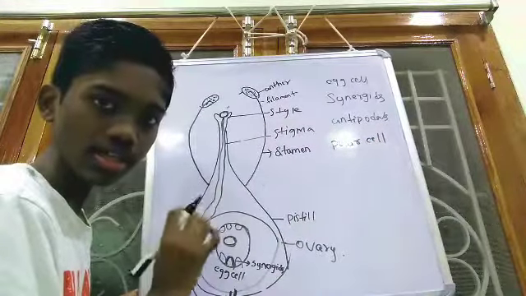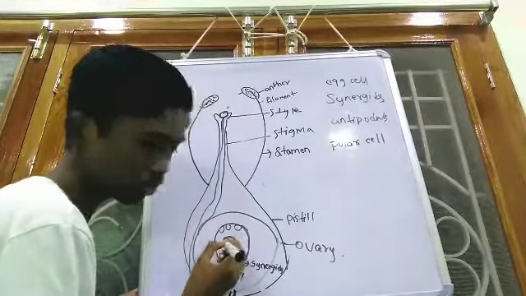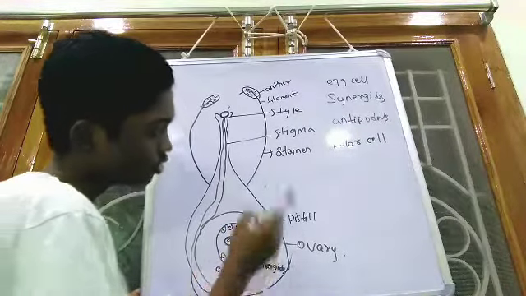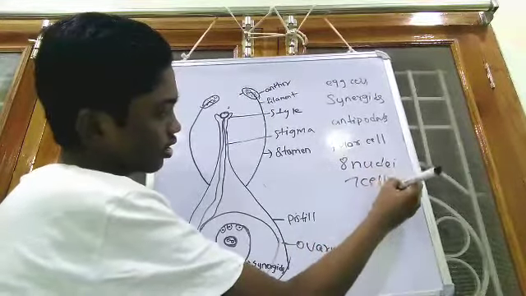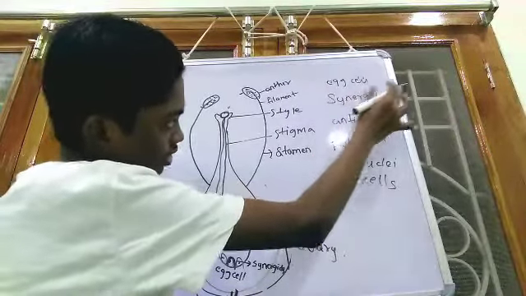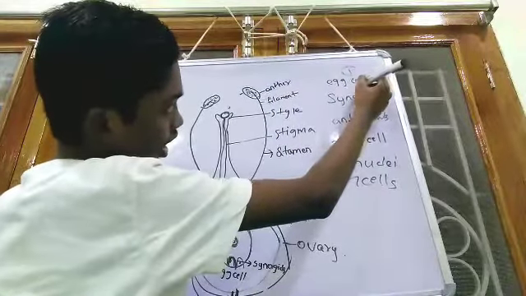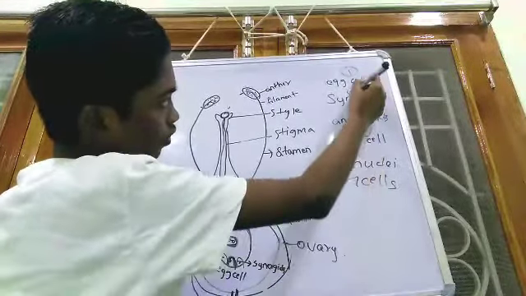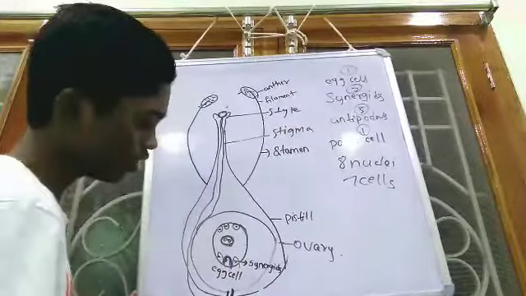There are 7 cells and there are 8 nuclei. Why? Because the center cell consists of 2 nuclei, and the remaining 6 cells consist of a single nucleus each. So in total there are 8 nuclei. Of the 7 cells, 3 are antipodals, one is the egg cell, 2 are synergids, and one is the polar cell. So this is the statistics of the number of cells present in the ovule.